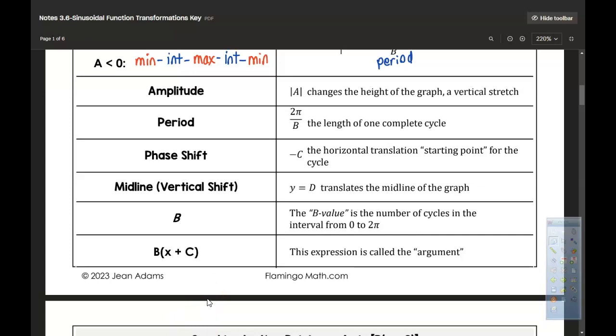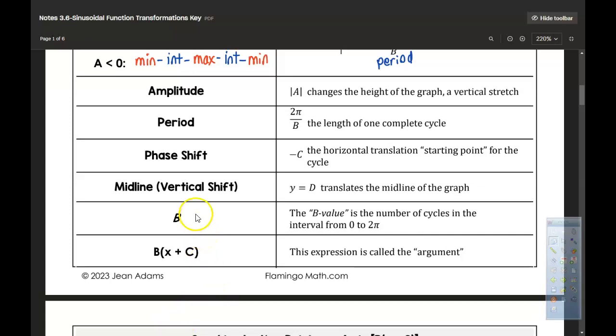And B times X plus C is actually called the argument, like something me and my wife do all the time. I'm just kidding. We actually have probably argued twice in 14 years. And I've won neither.